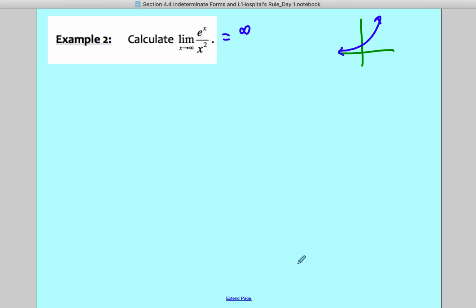If I were to graph x squared, I would have something that looks like this. And as my x goes to infinity, getting large, my y values continue to get large, so that's going to infinity. So this is the form infinity over infinity. Since I have this form, I can go ahead and use L'Hopital's rule. I'm going to make a little note. I like to write LHOP, but if you want to write it like that, you can. LH.